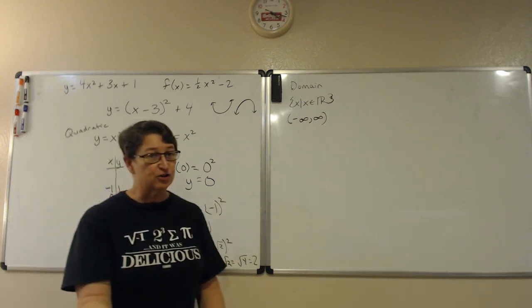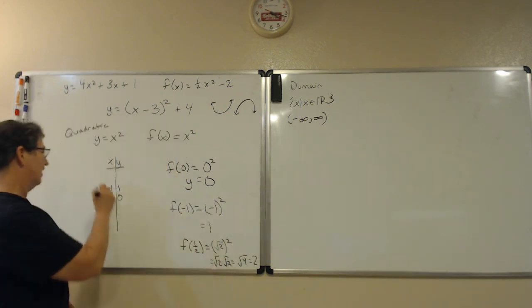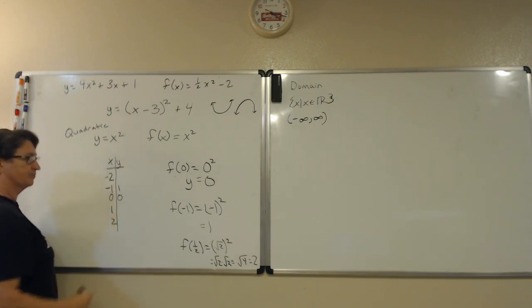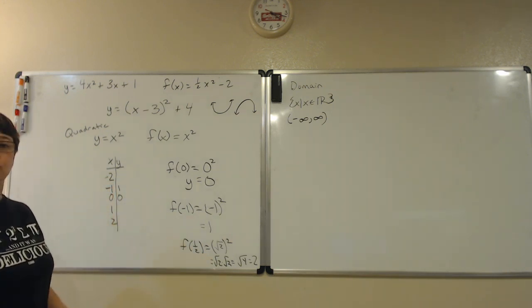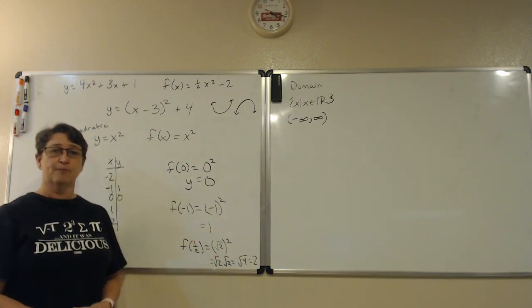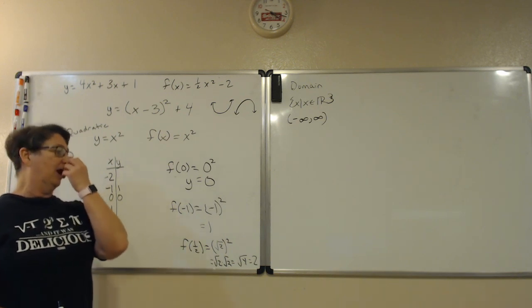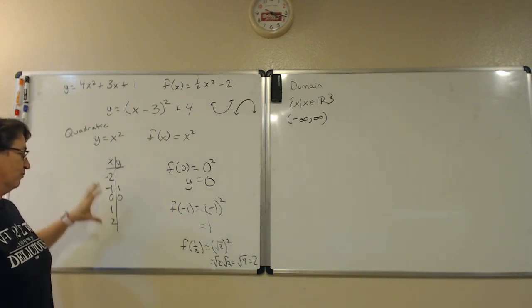When my x value can be anything, I like to use these 5 values: -2, -1, 0, 1, and 2. And those are the 5 values I'm going to want you to graph with.